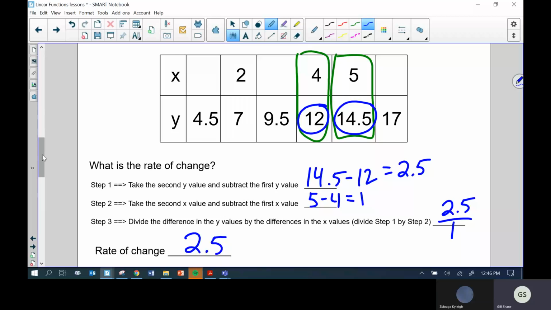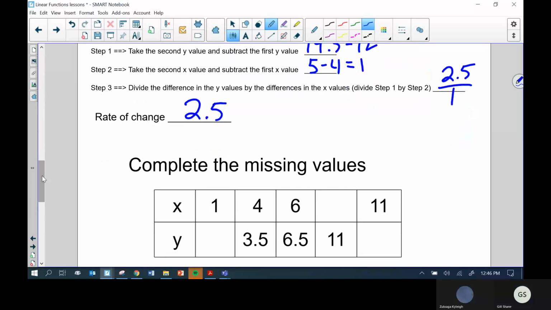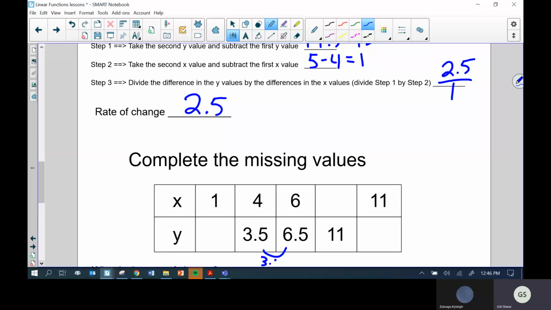All right, so now I want you to try it again. Now, if you'll notice, this table does not go up by 1. So we can't just figure out this pattern. So for example, here we go up by 3, right? That is not the rate of change because we're not going up by 1 every time. We went up by 2 instead of 1 when we went from 4 to 6. So 3 is not the rate of change. It's only the rate of change when you're going up by 1.